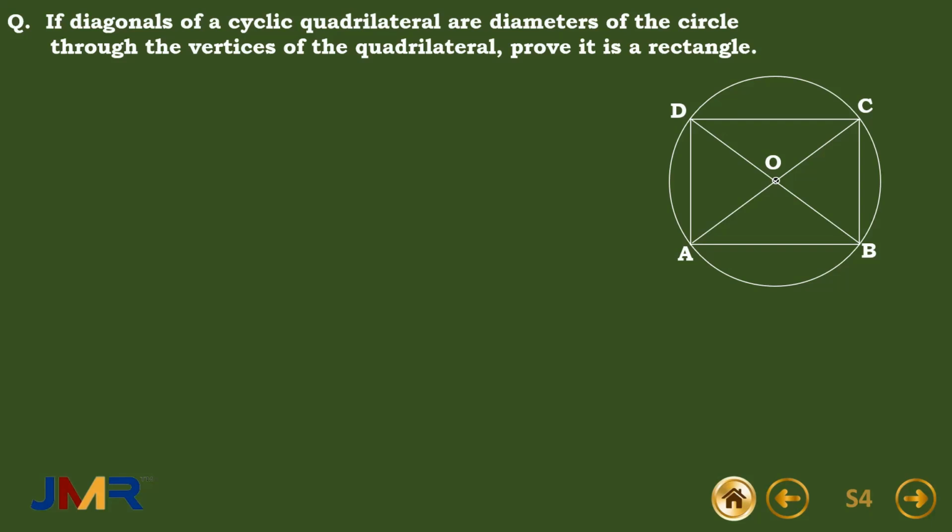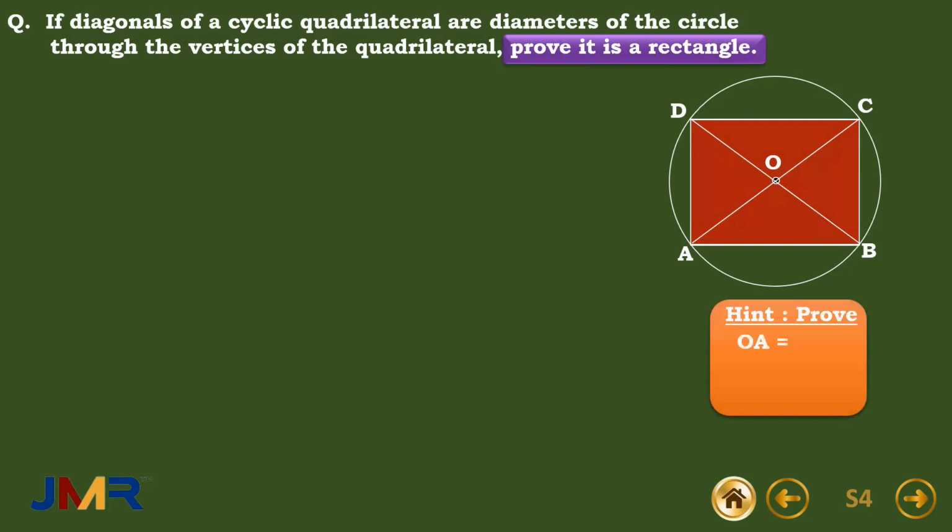So how can I prove ABCD is a parallelogram? For that purpose, I need to prove the diagonals bisect each other. Diagonals of a parallelogram bisect each other. That means I need to prove OA is equal to OC, OB is equal to OD, and AC is equal to BD. Let us see how we can prove it.